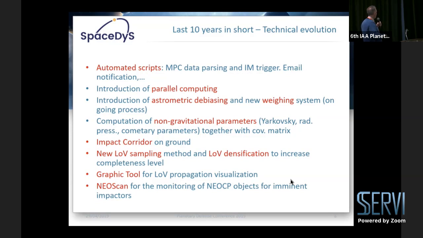And recently, we introduced also a new service called NeoScan, the analogue of Scout at JPL, that is monitoring the NEOCP objects for imminent impactors. This service checks the NEOCP every 2 minutes.